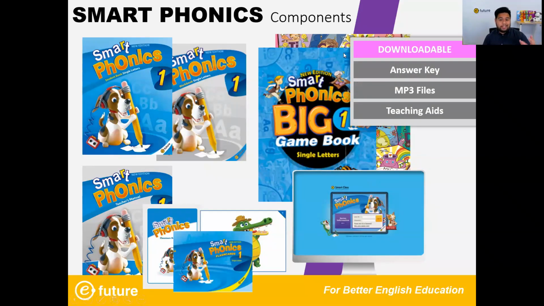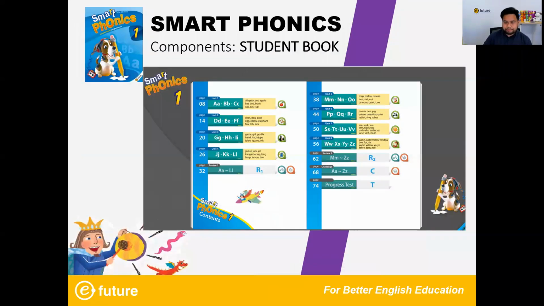Oh, and going with the digital, we have a lot of downloadables too. For those that know about our eSmart class, you can find a lot of resources on eSmart class, as well as by searching eFuture and finding our website. Going a little deeper into the student book, each book has roughly 7 to 8 units, depending on the level, and review units every 4 units as well, making sure students review and understand fully.